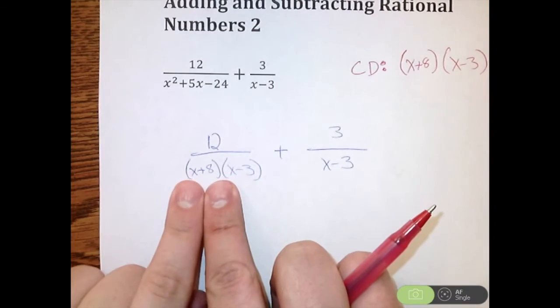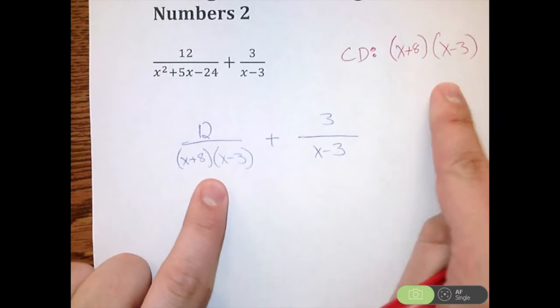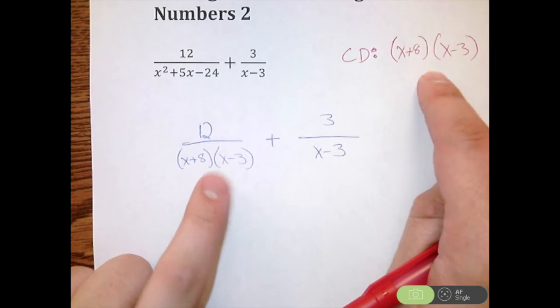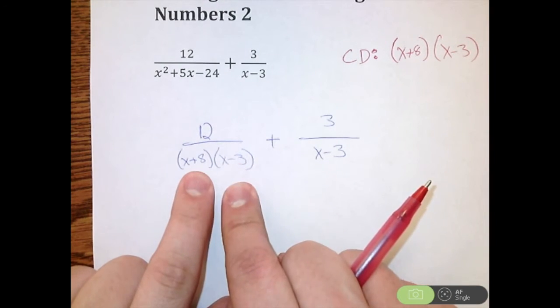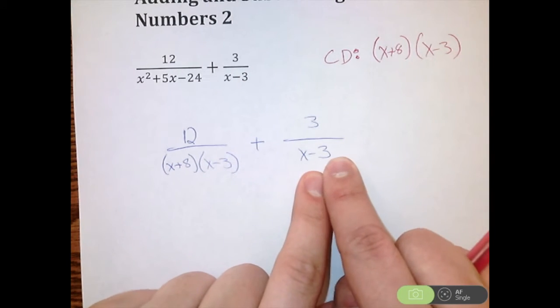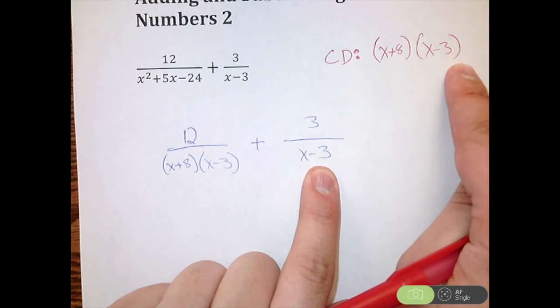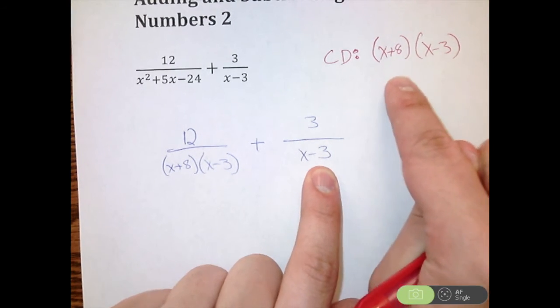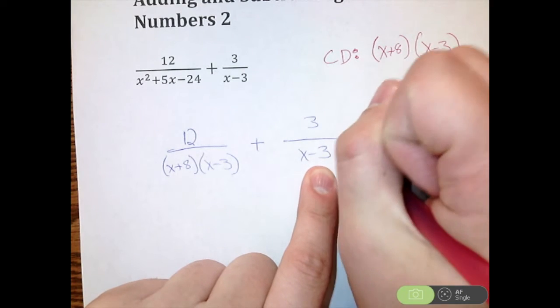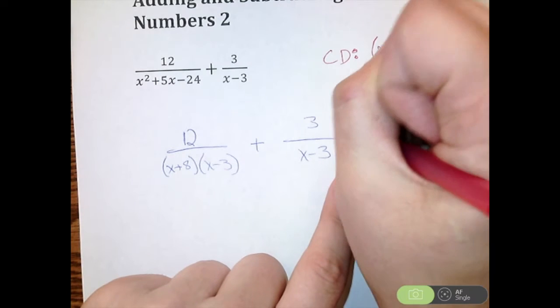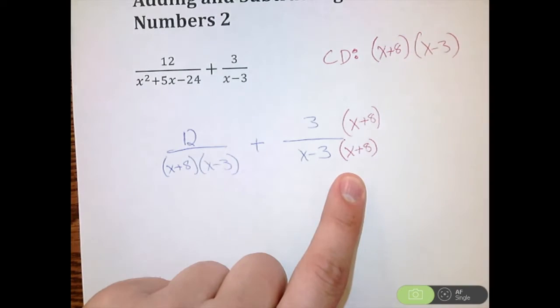So looking at my first fraction, my denominator is the common denominator. I have x plus 8 and x minus 3. So since these are the same, we're good to go on this fraction. Over here, I have an x minus 3. So I'd like that denominator to look like x plus 8, x minus 3. So I'm missing this x plus 8. So what I'm going to do is multiply it on the bottom. But if I multiply it on the bottom, I also need to multiply it on top.